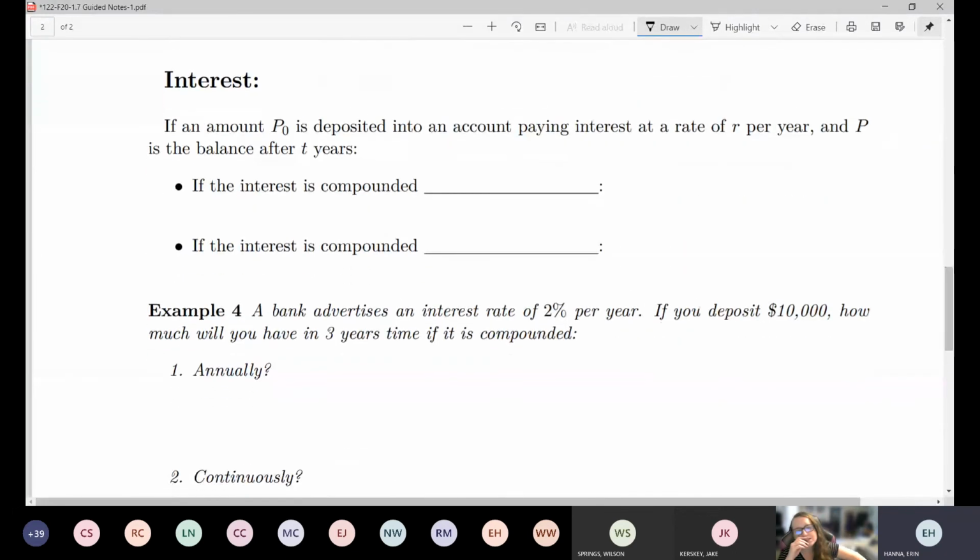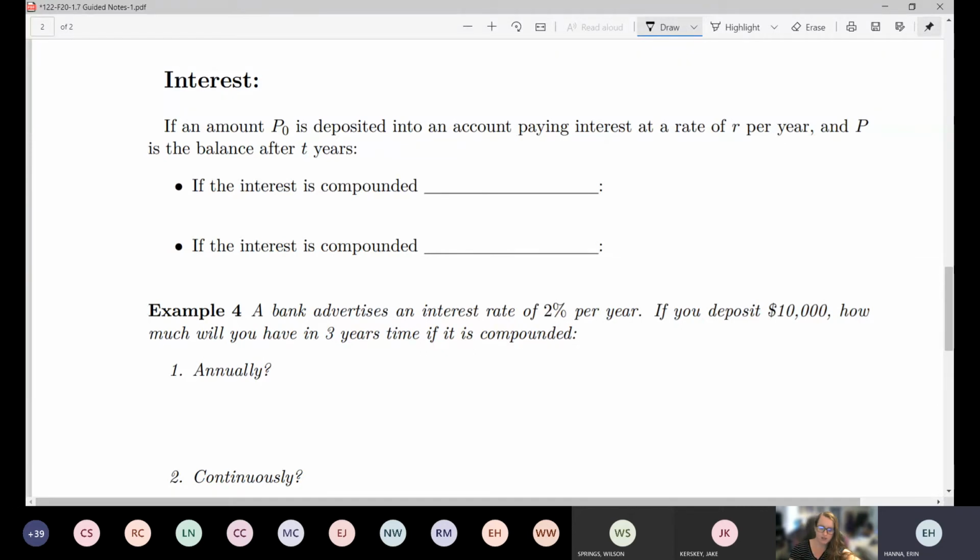So the last little piece is to talk about this specifically in the context of interest. Now for this class, we're only going to look at 2 types of interest, kind of the simplest types of interest, if you will. There's a lot more when it comes to interest, but we're just going to focus on 2. So if the amount P naught, so you deposit some initial amount into an account paying an interest rate of R per year, and P is the balance after T years, we're going to have 2 choices depending on which type of interest we're talking about.